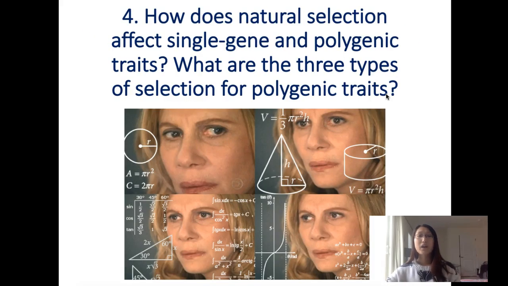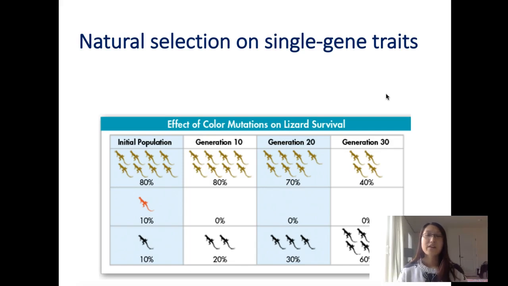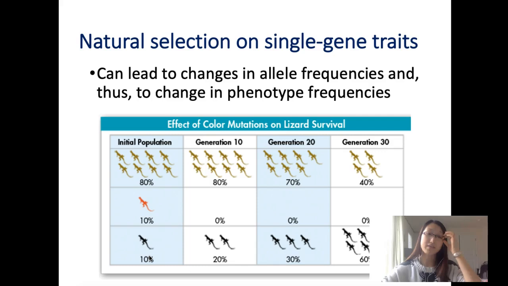Now, the reason why we're talking about this is because natural selection affects single gene traits and polygenic traits in different ways. So first off, this right here shows you a single gene trait where you have 3 very distinct phenotypes and you don't have maroon colored lizards. And because you have these very distinct phenotypes, over time, the distribution and the frequency of each phenotype can change. Such as this, from the initial population all the way to generation 30, you can see that now you have 40% to 60% rather than 80, 10, and 10%.